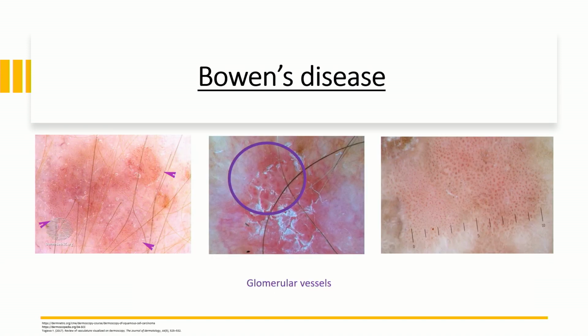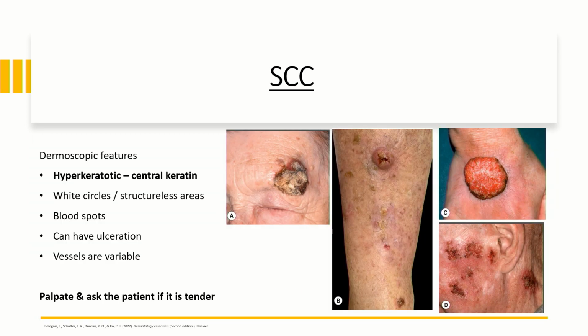So Bowen's disease, normally it can look really different, but based on my experience, the telltale is glomerular vessels. So all of these arrows, and this one, I don't know if you can see it, but especially this one, you can see glomerular vessels. It's like when it looks like that, sort of spirally. So that's what we call glomerular vessels.